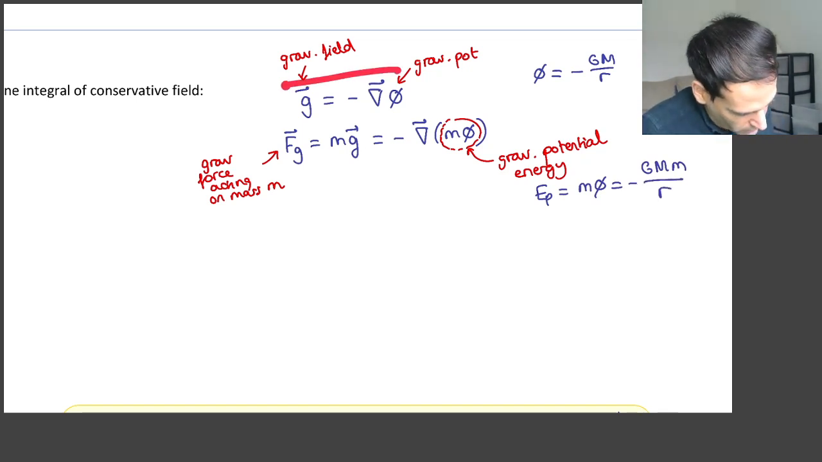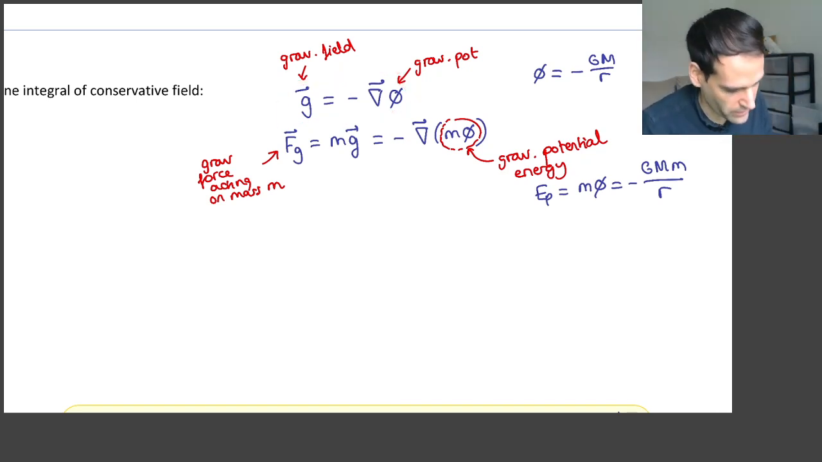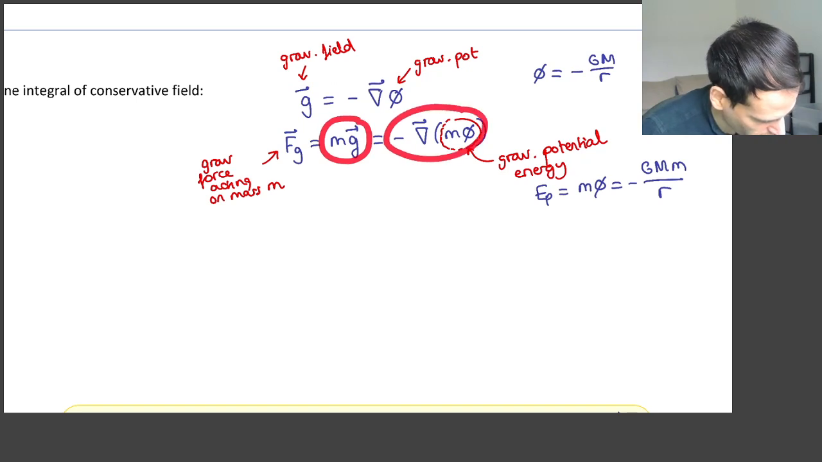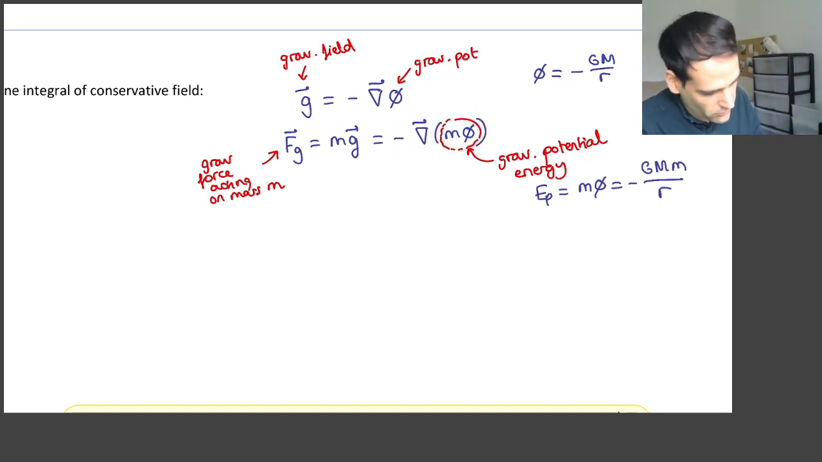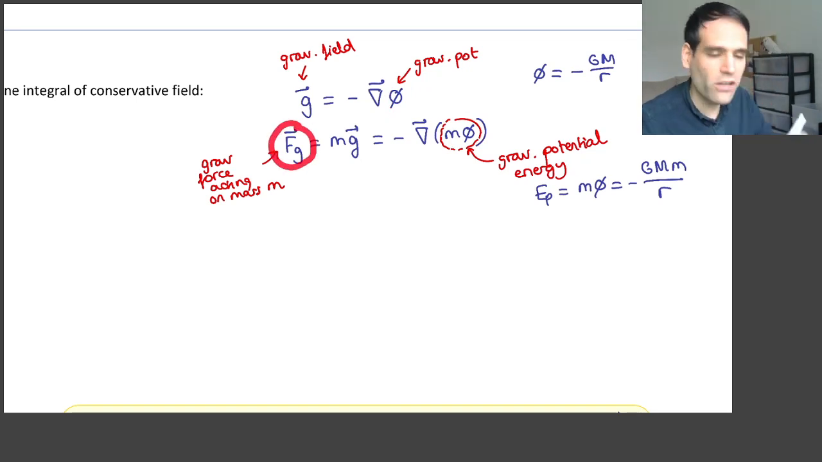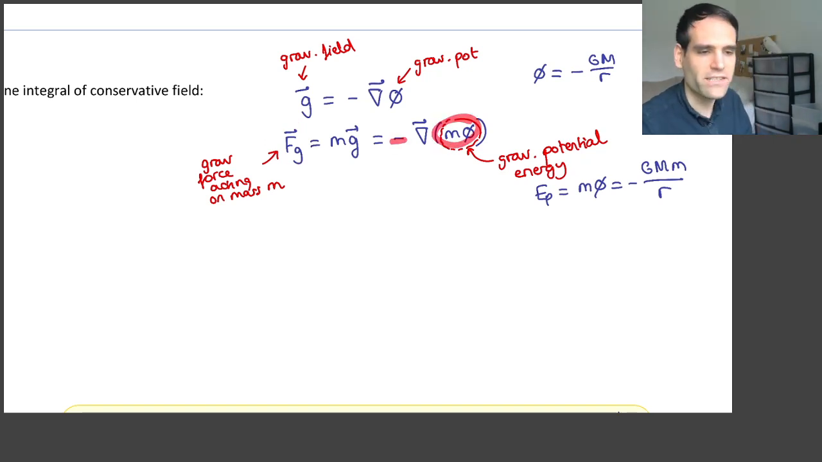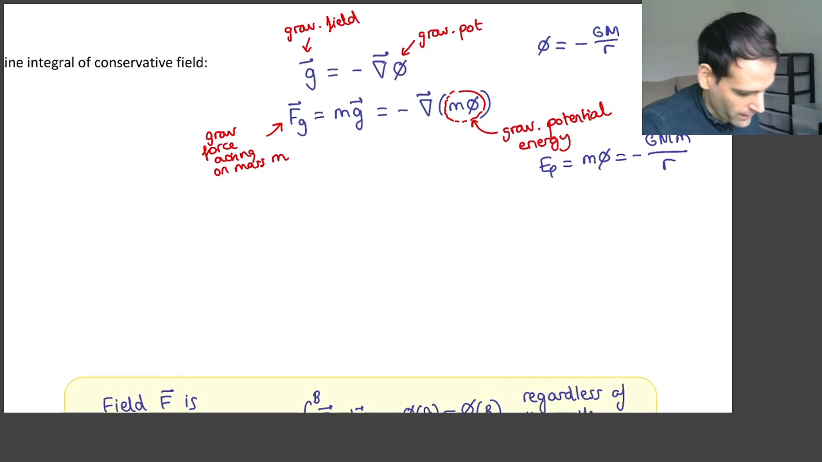So basically we took this equation and we multiplied both sides by the mass m. So we get m g equals minus the gradient of m phi. So the gravitational field, when you multiply it by m, turns into the gravitational force, and the gravitational potential, when you multiply it by m, turns into the gravitational potential energy. Okay? So basically what this means is that the gravitational force is also a conservative field because it derives from the gradient of some potential energy. Okay?